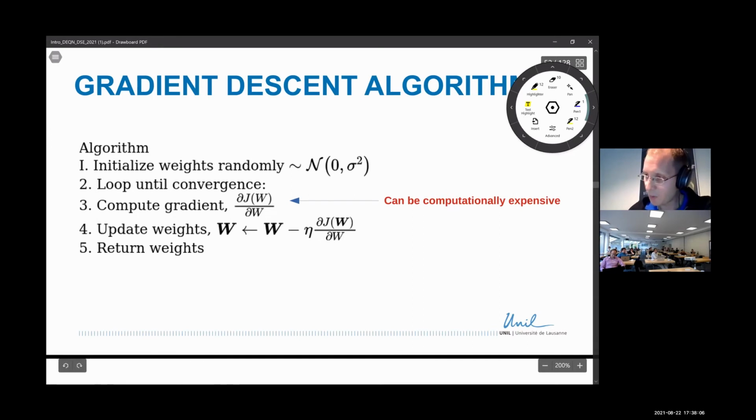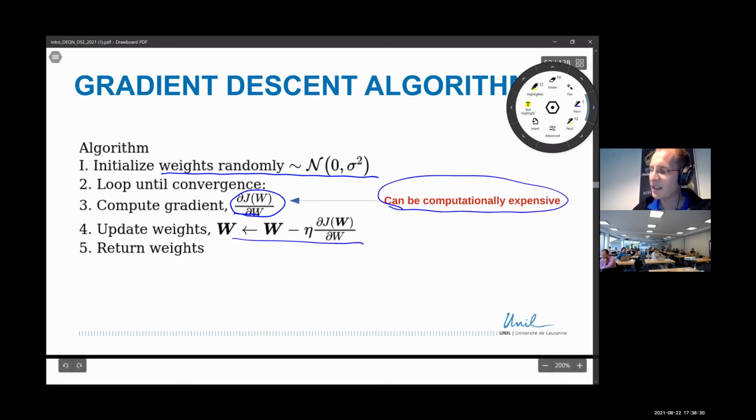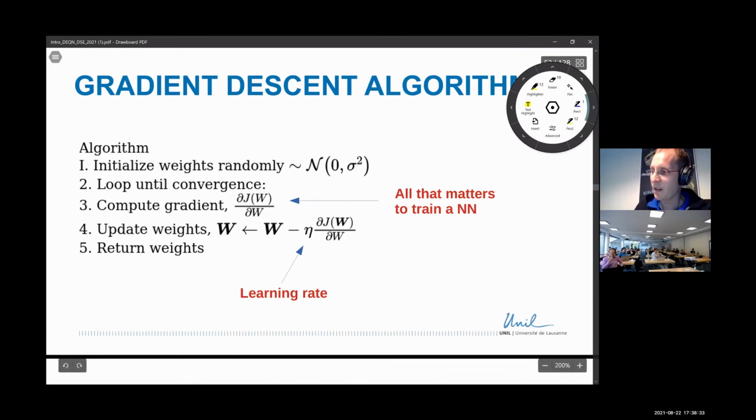So in neural nets, as I said, you initialize the weights randomly, say normally distributed. There's a lot of literature on how you can choose those. Then you compute the gradient of the loss function with respect to the parameters. As you can guess, that can be a tremendous computational bottleneck. Then you update the weights and proceed. Now, just a bit of terminology: the step size, this eta, can be adaptive or fixed, and it is called the learning rate.